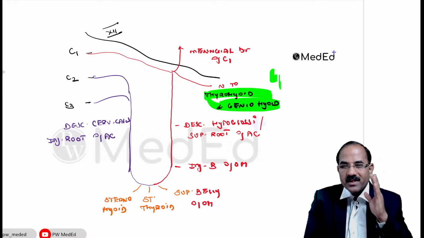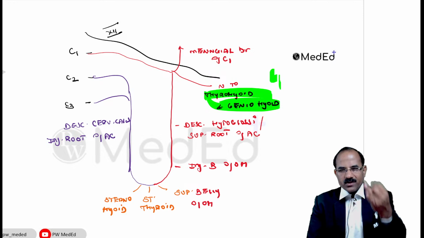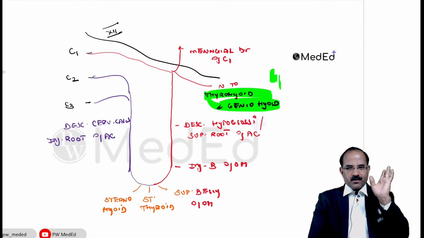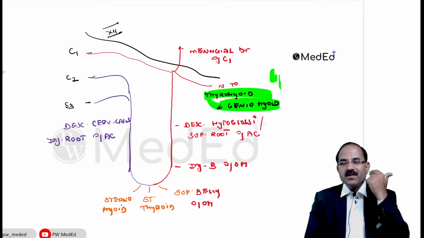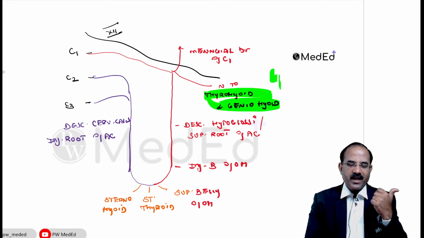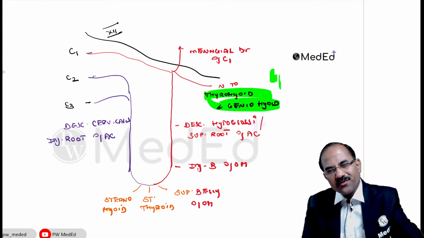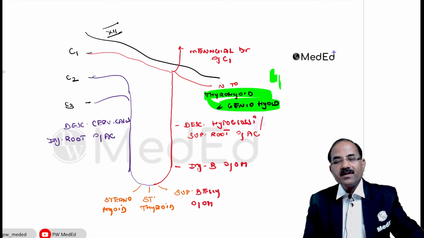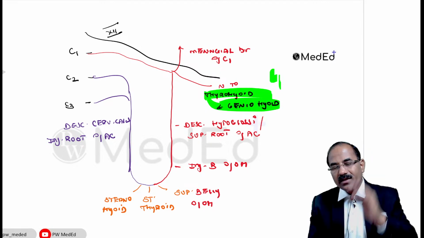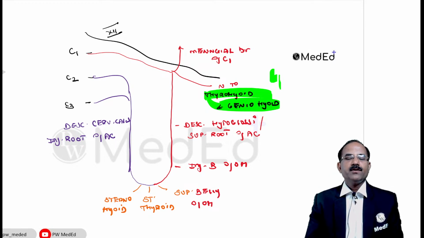Students, which strap muscle is not supplied by Ansa cervicalis? Which are the strap muscles? Sternohyoid, sternothyroid, thyrohyoid and omohyoid. Out of these, sternohyoid, sternothyroid and omohyoid are supplied by Ansa cervicalis. Which strap muscle is not supplied by Ansa cervicalis? Geniohyoid. This is very important, students, remember it. Geniohyoid is supplied by C1. C1 supplies which other muscle? Thyrohyoid. Thyrohyoid and geniohyoid are supplied by C1. Just remember this. Clear to all of you?